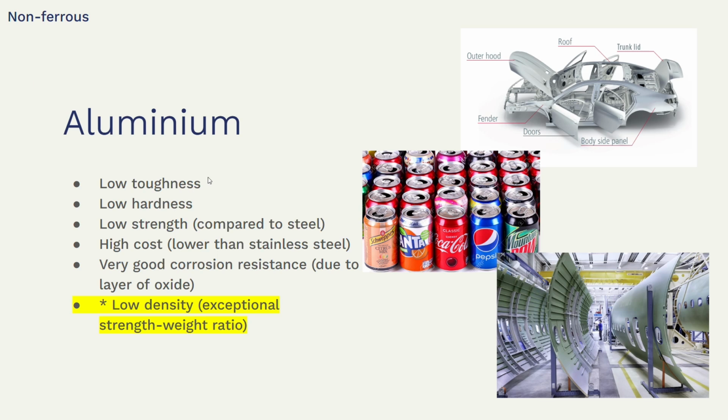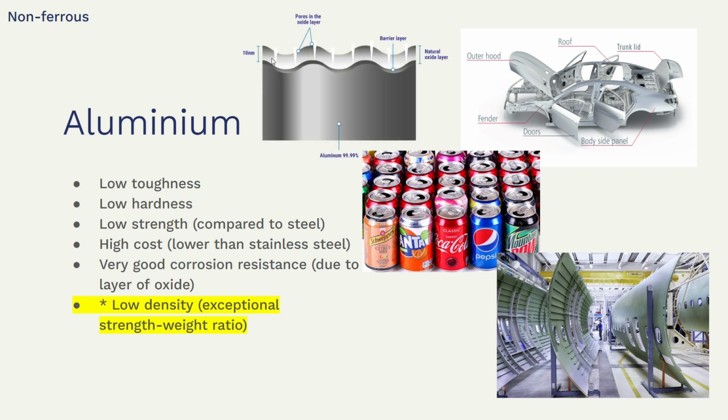Moving on to the non-ferrous metals, we have aluminum. Aluminum has low toughness, low hardness, and low strength when compared to steel. However, it has a high cost, although still lower than stainless steel. This is in part due to having very good corrosion resistance, which comes from a layer of oxide that forms on the surface of aluminum.